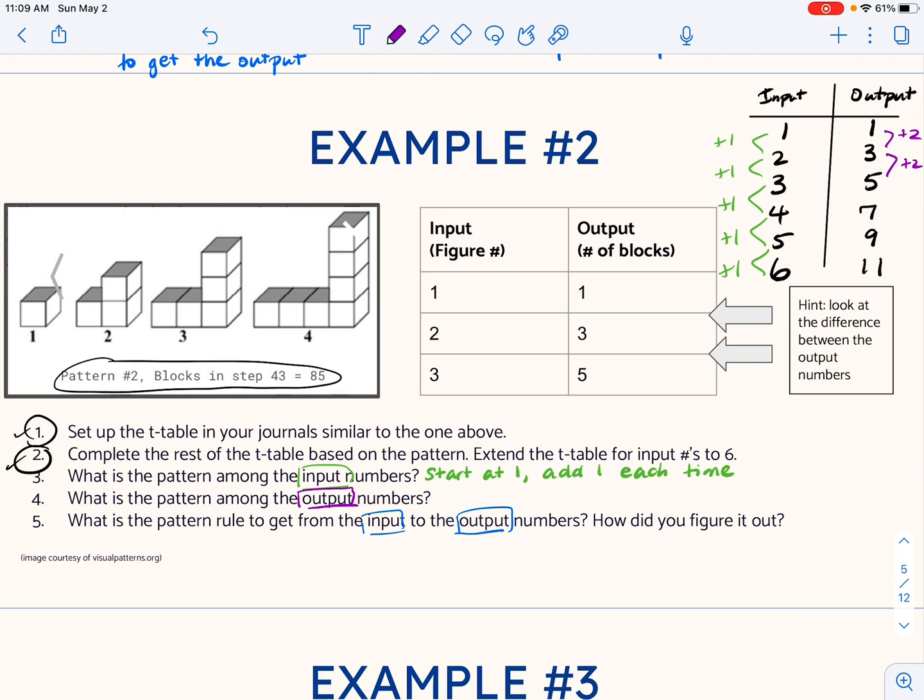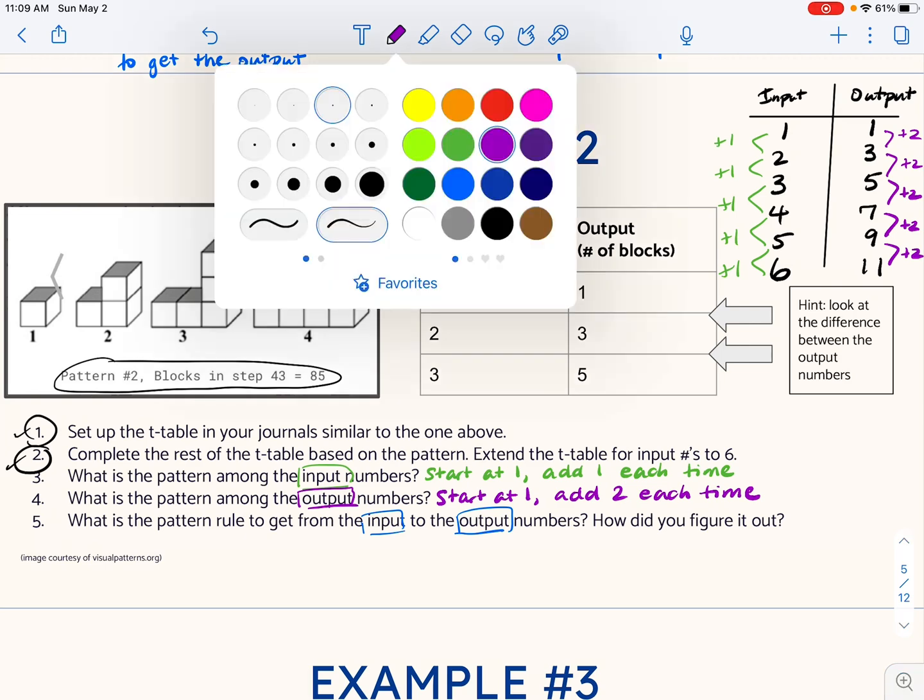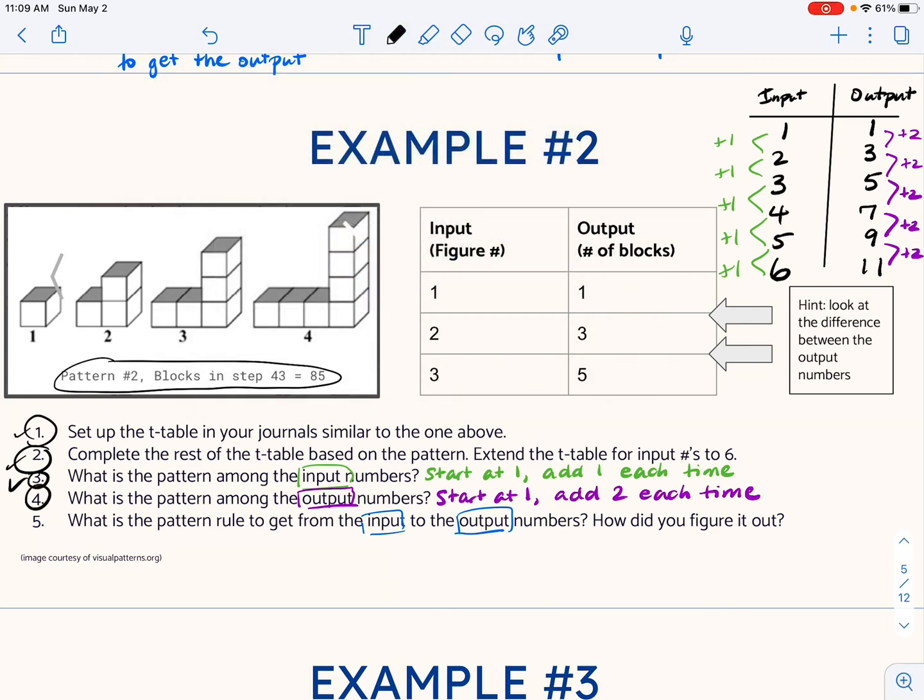So I said earlier that it looks like we're starting at 1 and we're adding 2 each time. So I'm just going to indicate that on the t-table too. And then we're starting at 1 and then you're adding 2 each time. That is the pattern amongst the output numbers. Okay, so these are the steps that you need to follow when you're figuring out the pattern rule from the input to the output. These will work every time.